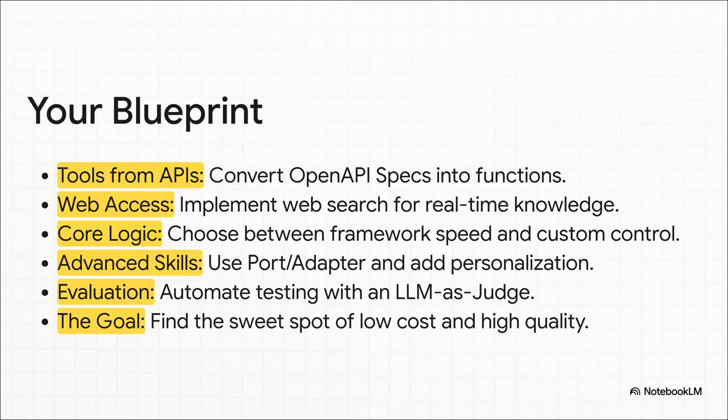First, give your agent tools by converting APIs and giving it web access. Next, make that big decision. Do you go for framework speed or custom control? After that, you level up with advanced skills like that personalization trick and the port and adapter pattern. And finally, and this is so important, you automate your testing with an LLM as judge. Your goal through all of this? Find that perfect sweet spot between low cost and high quality. This is how you build a great, real-world AI agent.